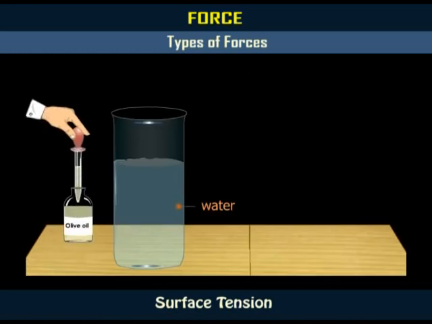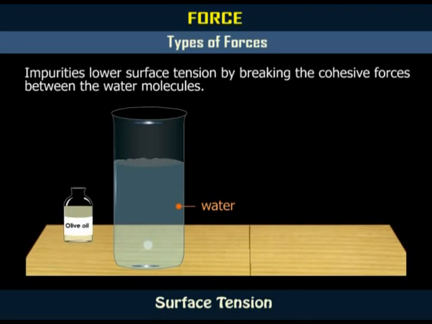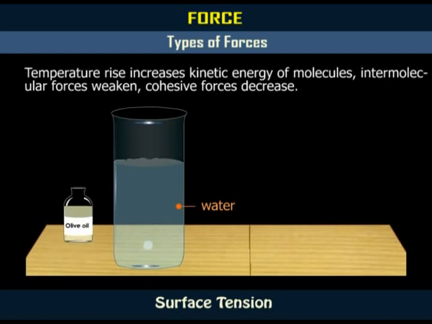By adding oil in water, we reduce surface tension, so the mosquitoes' eggs and larvae cannot float but will sink. Surface tension is affected by impurities as well as temperature. Impurities like detergents lower surface tension by breaking the cohesive forces between the water molecules. When temperature rises, the kinetic energy of the molecules increases, the intermolecular forces weaken, and cohesive forces decrease, lowering the surface tension.